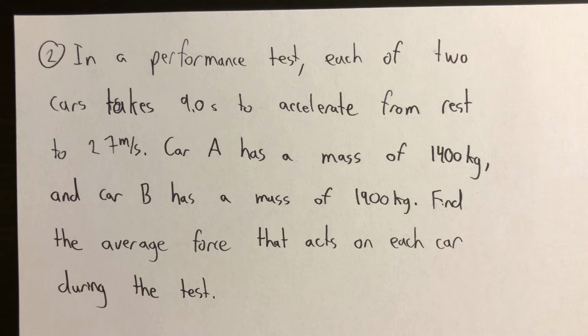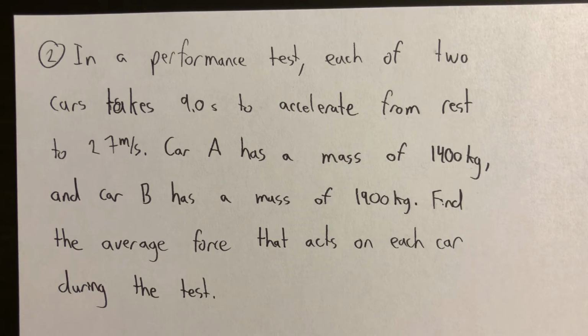So here's one of our 3 practice problems today. Follow along and write it down, and you'll be 1/3 done with your assignment. Here's what we have. In a performance test, each of 2 cars takes 9 seconds to accelerate from rest to 27 meters per second. Car A has a mass of 1,400, and car B has a mass of 1,900. Find the average force that acts on each car during the test.